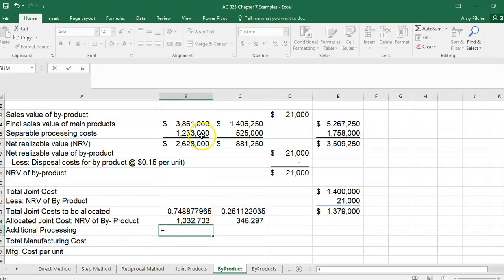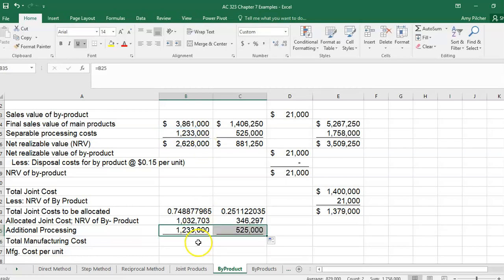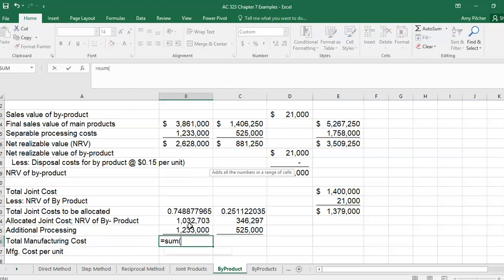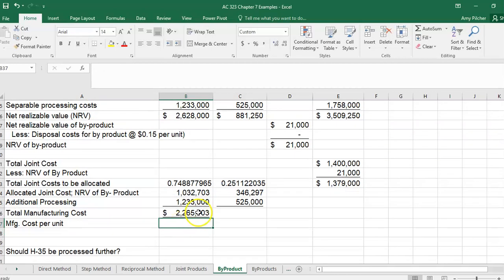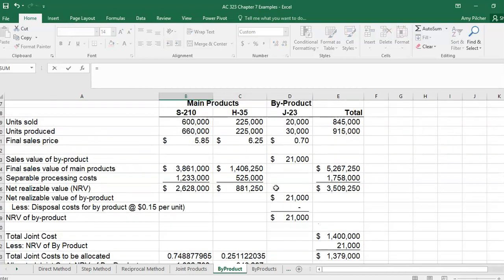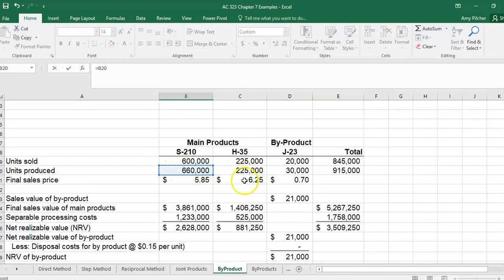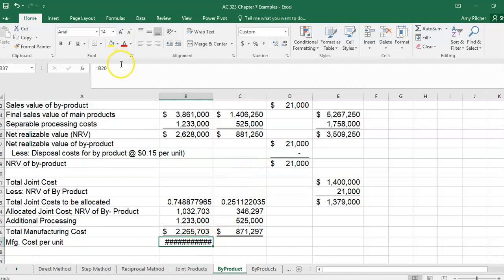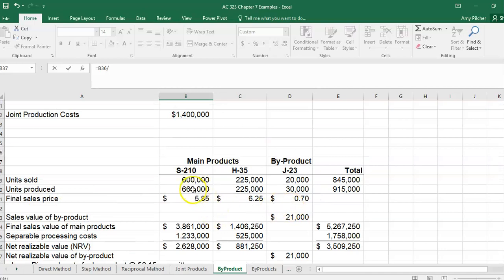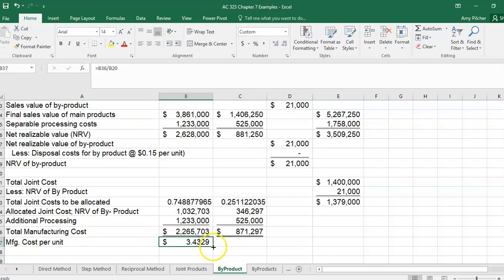We have our additional processing costs. We add our allocated cost plus our additional processing costs, and we get our total manufacturing costs for each product. Then if we divide by the total number produced, we get our manufacturing cost per unit.